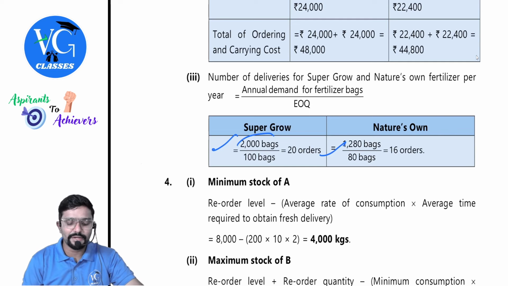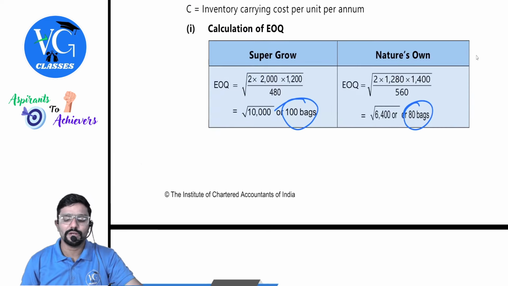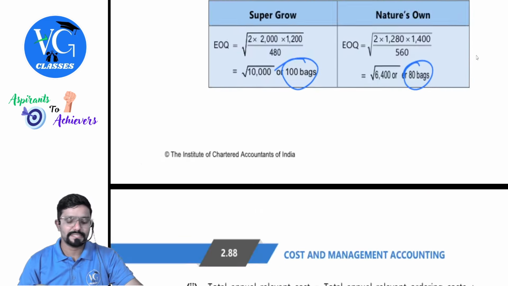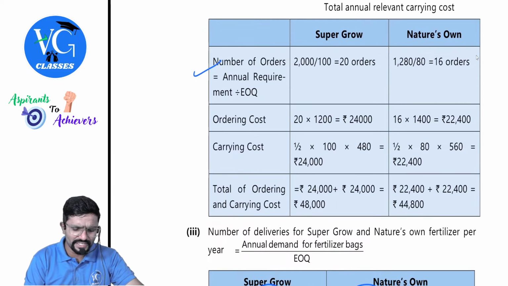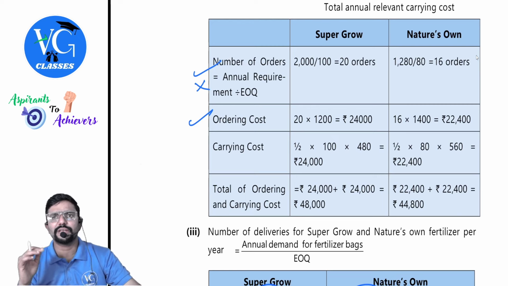You will just divide annual demand by lot size. What is the lot size here? EOQ only. 180, guys. Okay, sir. Here I don't think it is required, guys. Straight away you can go with ordering cost. In that step itself, you can calculate.